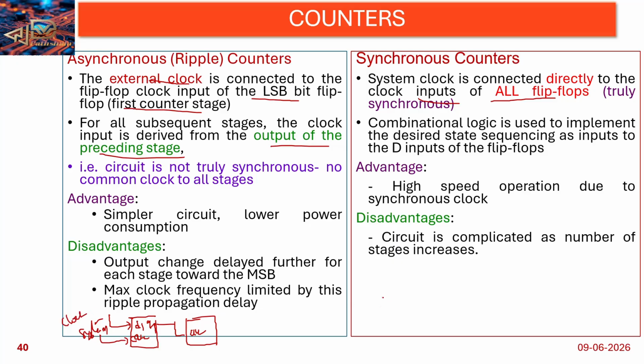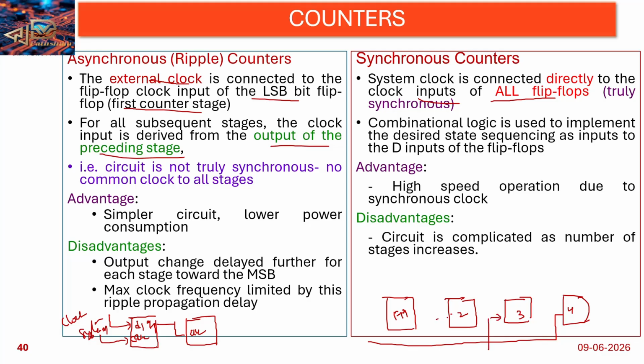Here it is not like that. Every counter is connected to the system clock. That means every flip flop, considering flip flops 1, 2, 3, 4, each and everything is connected to an individual clock. That is the synchronous counter, and here we connect the data in, and I get the outputs Q4, Q3, Q2, Q1. Here it's not like that.